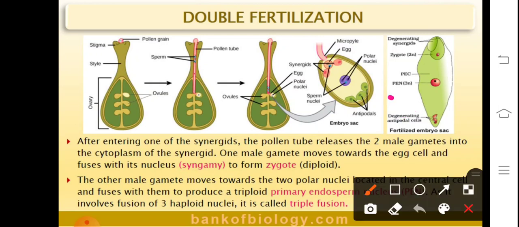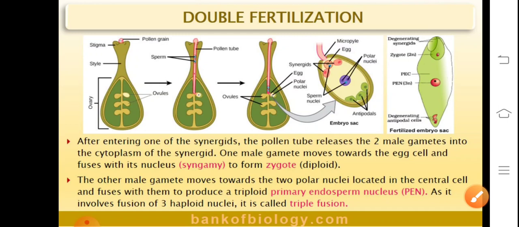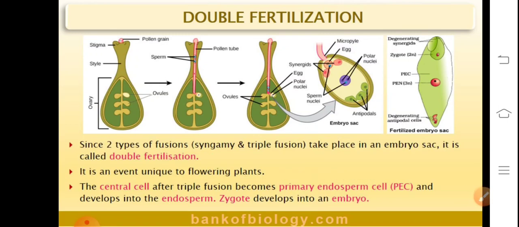As we can see, the ploidy of PEN is 3N because the central cell is having two nuclei. So thus syngamy and triple fusion, since fertilization is taking place twice, form a part of double fertilization. Here there are two types of fusion, one is syngamy and the other one is triple fusion. It is an event which is unique to flowering plants, and this triple fusion results in the formation of the primary endosperm cell, which will develop into endosperm, and the zygote will develop into the embryo.